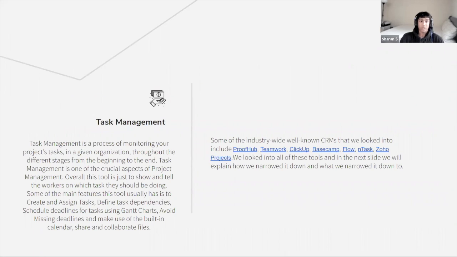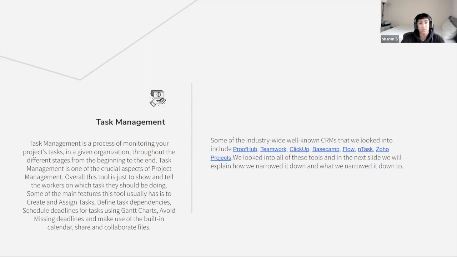So next, we had the task management tool in the first year. We conducted some research, and with our research, we found tools that are in our budget and useful towards what you need. Task management is a process of monitoring your project's tasks in a given organization throughout the different stages from beginning to end. Task management is one of the most crucial aspects of project management.